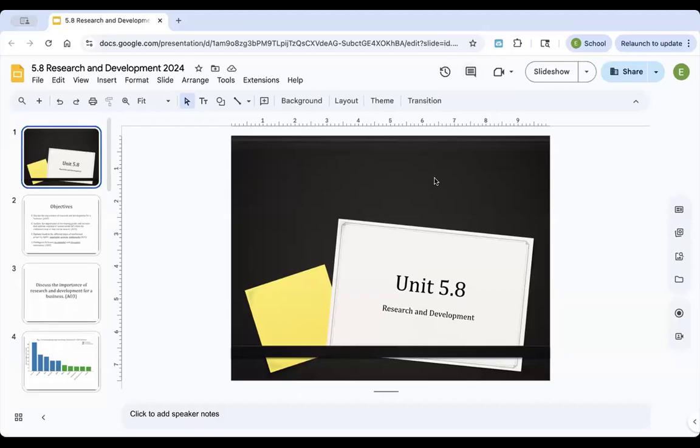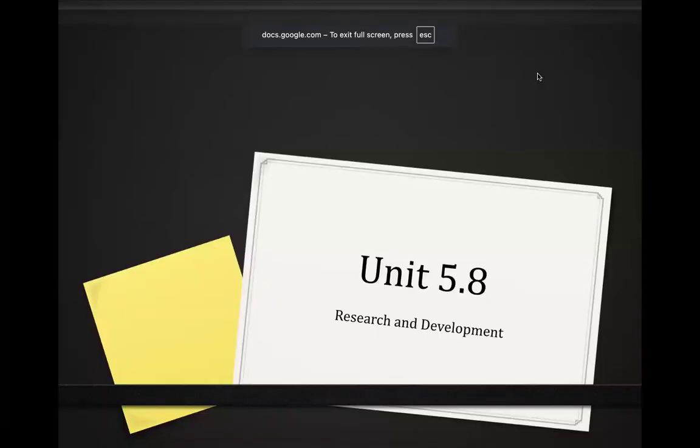All right, we are looking at Unit 5.8, Research and Development. Pretty simple unit. The last one we'll be talking about in all of operations management for the year. And so when we look at Unit 5.8, we're looking at R&D. Again, probably some things that you guys can already talk about or do prior to this.